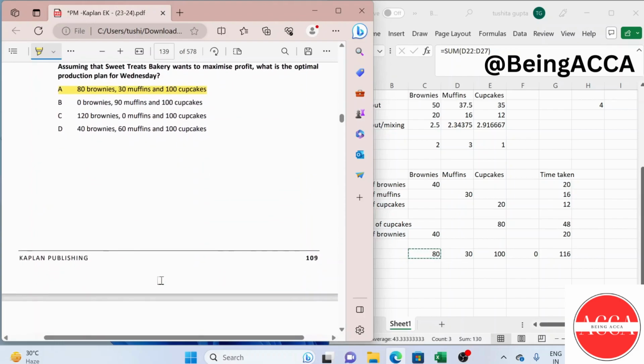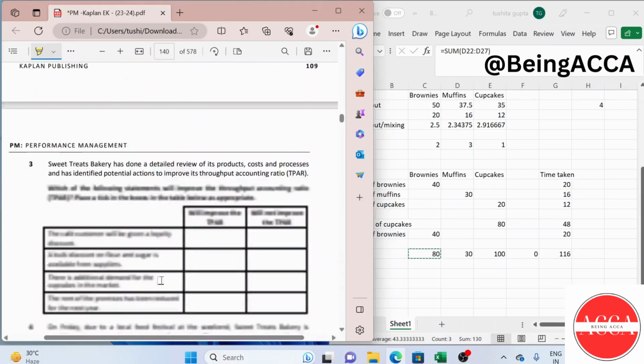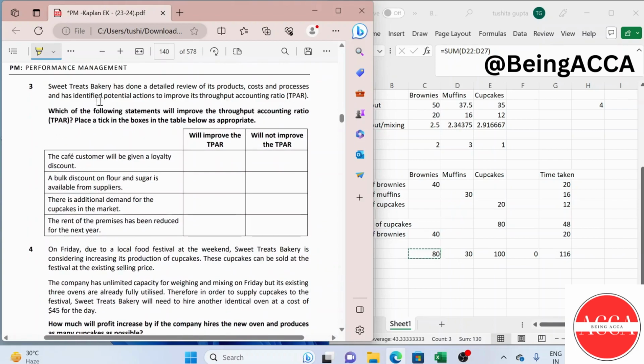So now let's go to the third question. The third question says, Sweet Treats Bakery has done a detailed review of its products, costs, and processes. It has identified potential actions to improve its throughput accounting ratio. Which of the following statements will improve the TPAR? And we have to tick the boxes as appropriate.